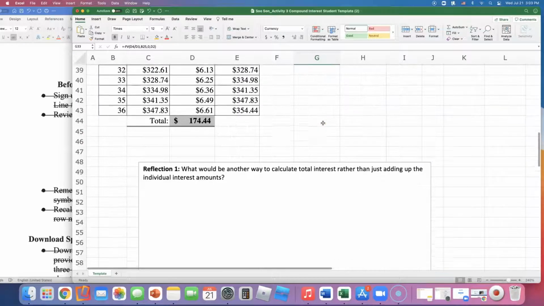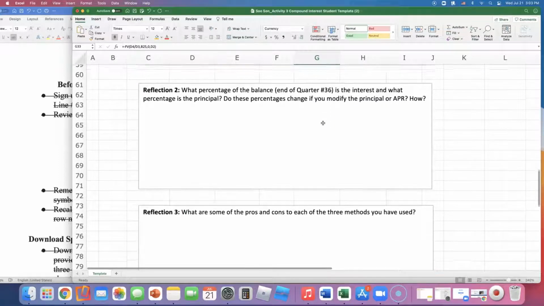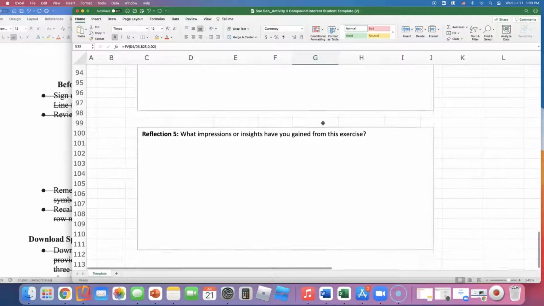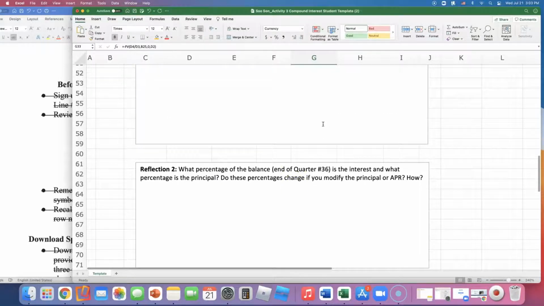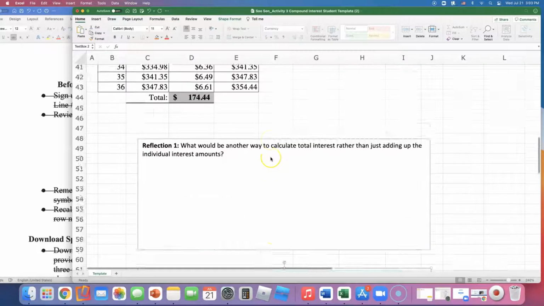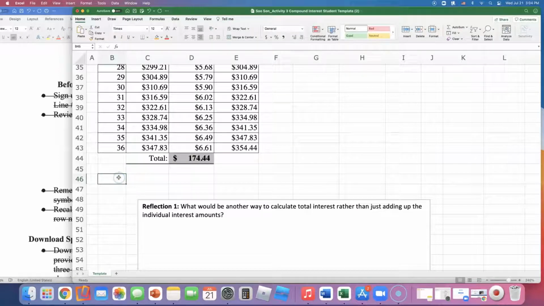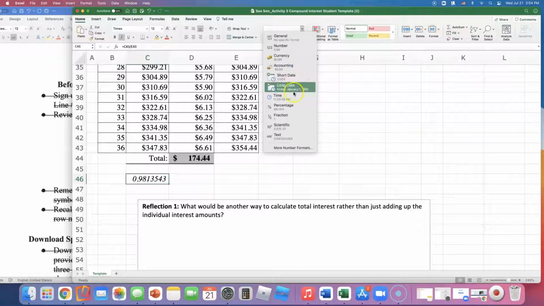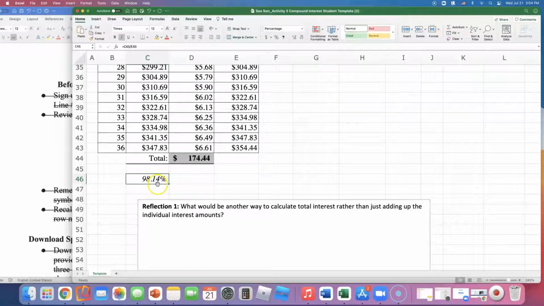And for the other parts, I do want you to read these reflection questions and answer them, okay? I think this may be a little bit challenging. What percentage of the balance at the end of quarter 36 is the interest and what percent is the principal? I can do this real quick. I'll do the equal sign. This amount out of the total was the principal, right? So if I put that as a percentage, 98.14% was the principal.